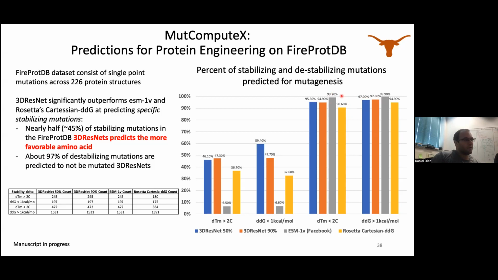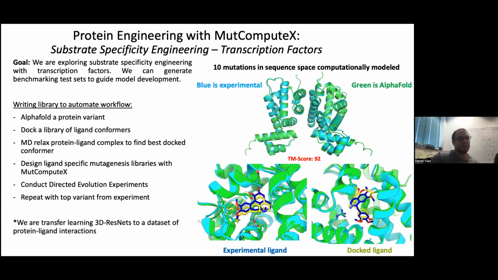So next, I'm going to transition now into different applications that we're doing with MutCompute-X. These are current proteins that we're engineering, where I don't have experimental data yet to disclose. Essentially, we're trying to engineer these biosensors, which are transcription factors. These proteins bind a ligand and then undergo a conformational change to control gene expression. We have protein engineers in our lab that do directed evolution to engineer this.